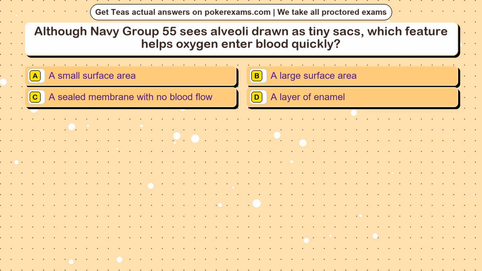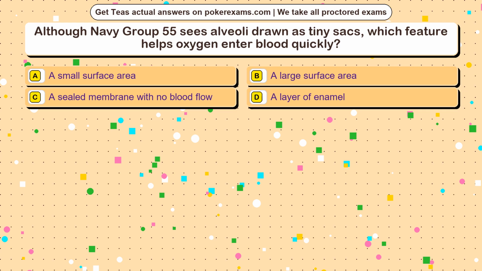Question 16. Although Navy Group 55 sees alveoli drawn as tiny sacs, which feature helps oxygen enter blood quickly? Option A, a small surface area. Option B, a large surface area. Option C, a sealed membrane with no blood flow. Option D, a layer of enamel.